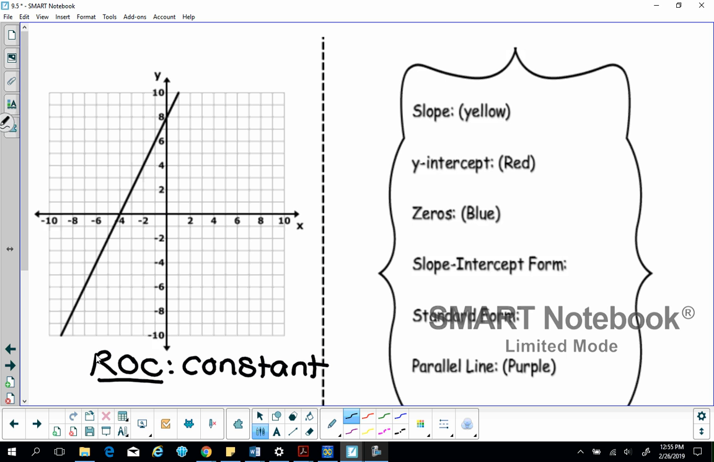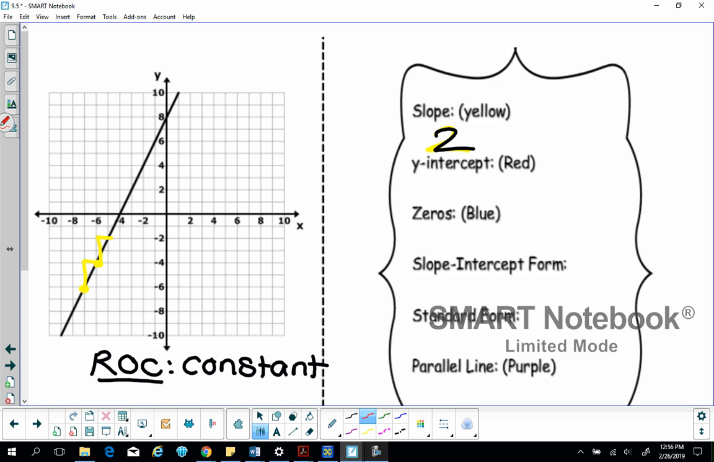Next thing we're going to look at is the slope. So did anyone find the slope? 2x plus 8. Since it's going up, it's going to be a positive slope. I can also just pick 2 points like this and go, okay, it goes up 2 over 1, up 2 over 1. So my slope would be 2.